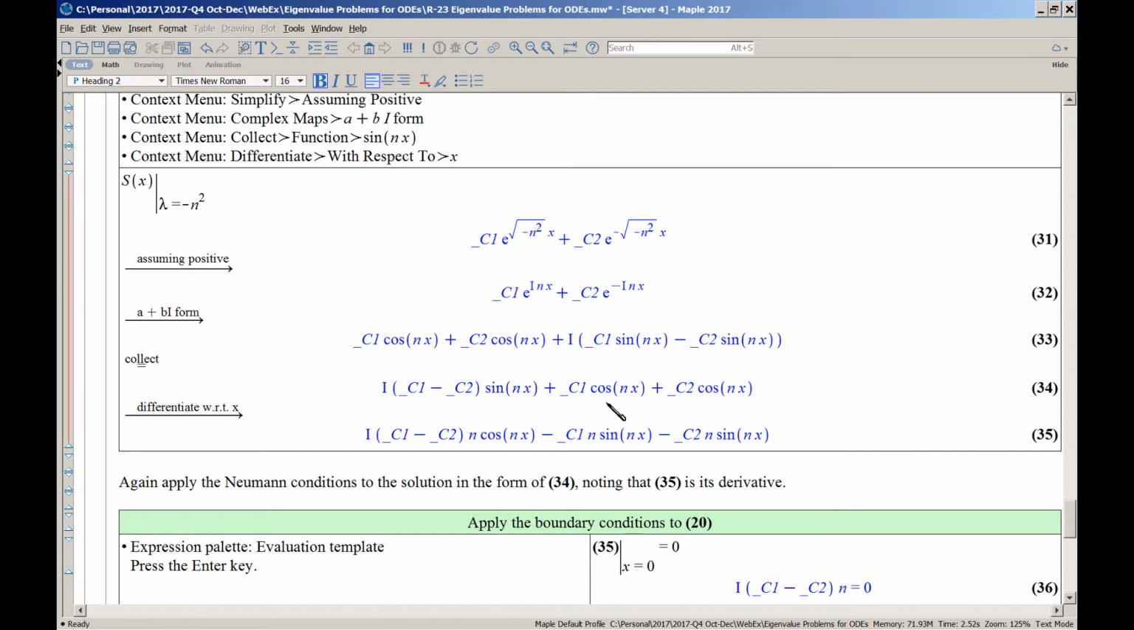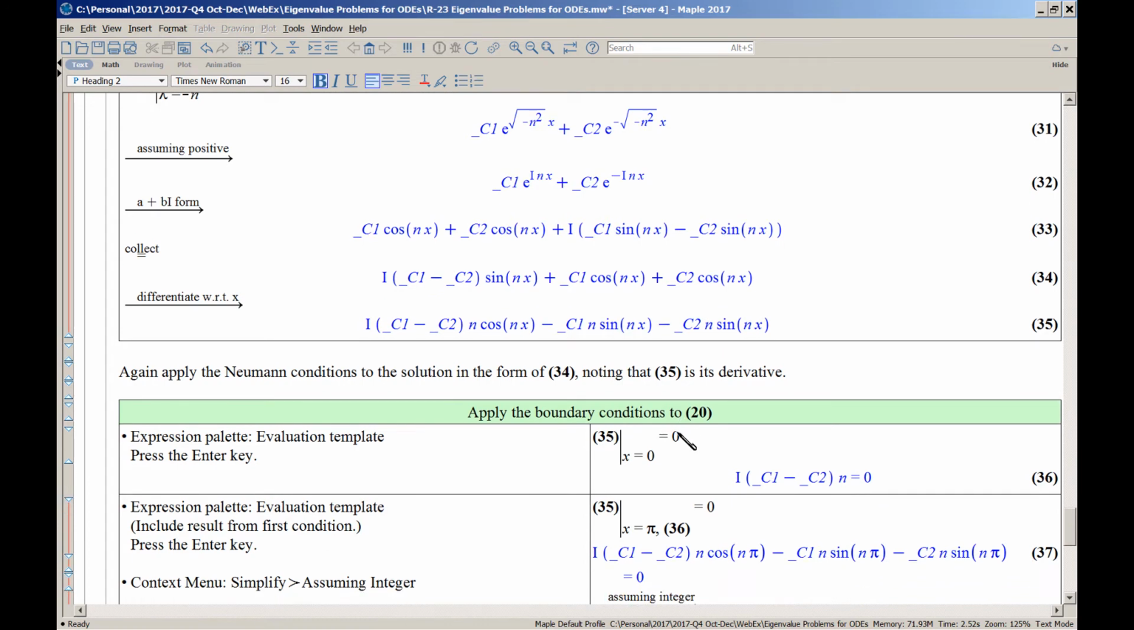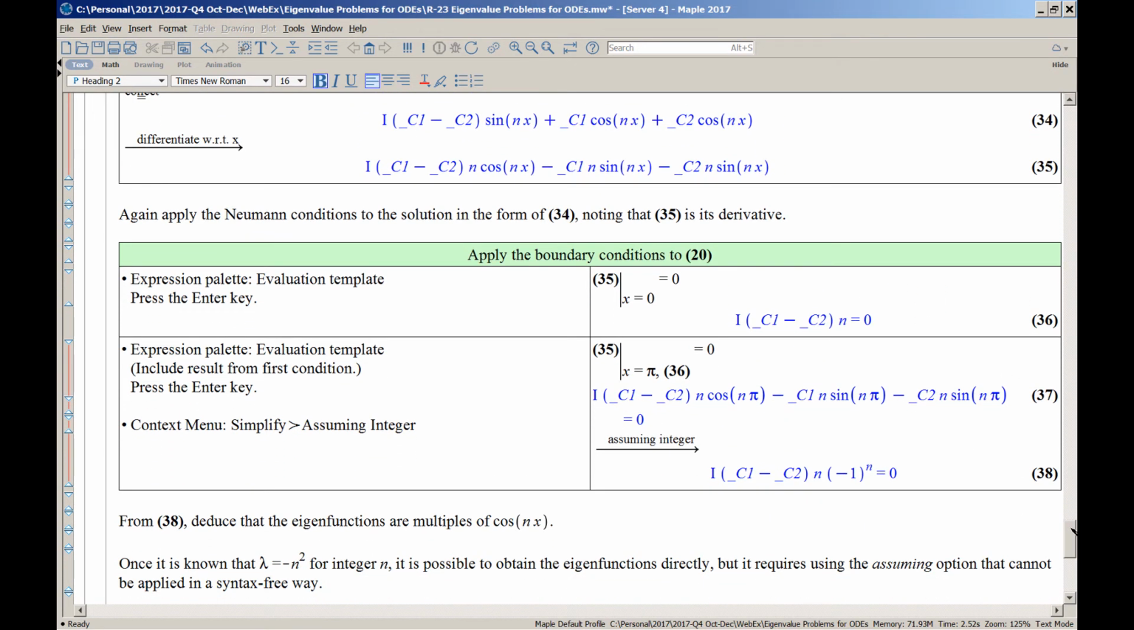This is the general solution, but we have to apply the boundary conditions to the derivative. It's x prime of 0 and x prime of pi. So we're going to be working with this expression. So apply x equals 0 to this expression. You get this. Then apply x equals pi and this condition. You get this equation. If you assume now that n is an integer, you have this.